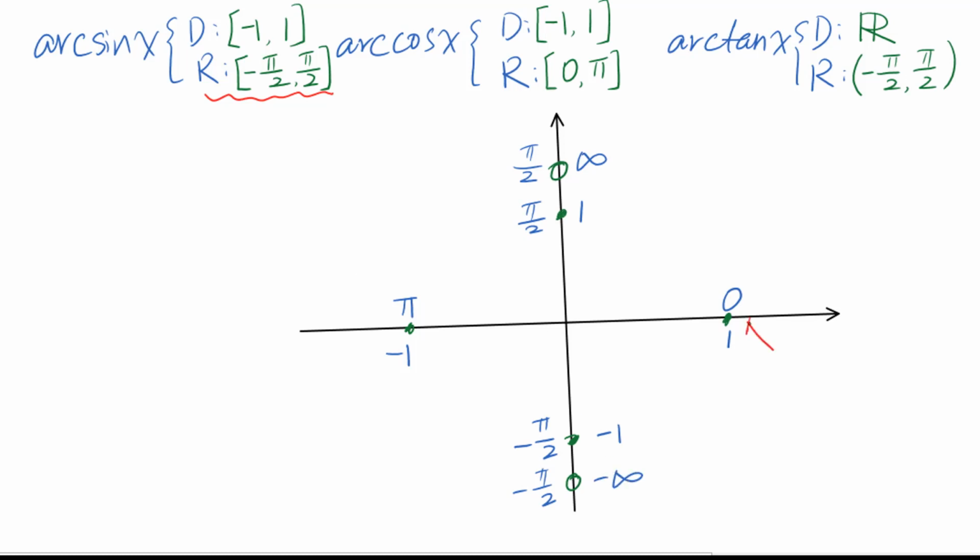For the x-axis, this is inverse cosine x. For the y-axis, this part is inverse sine x. This one is inverse tangent x. Then we label the first quadrant, second quadrant, and fourth quadrant.